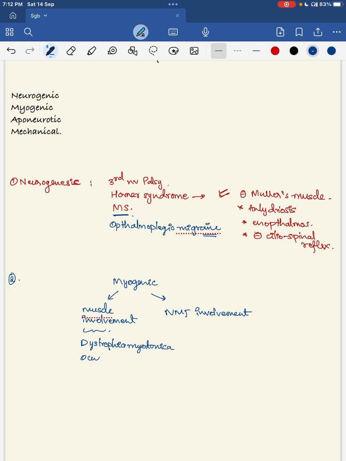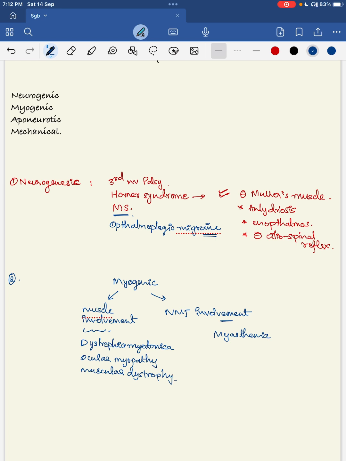Ocular myopathy. Again, not all diseases are genetic. Muscular dystrophy, etc. Neuromuscular junction involvement includes the classical disease, which is myasthenia gravis. A lot of times, myasthenia gravis presents with other muscle involvement, proximal muscle involvement as well. But many times, ptosis can be the only symptom.